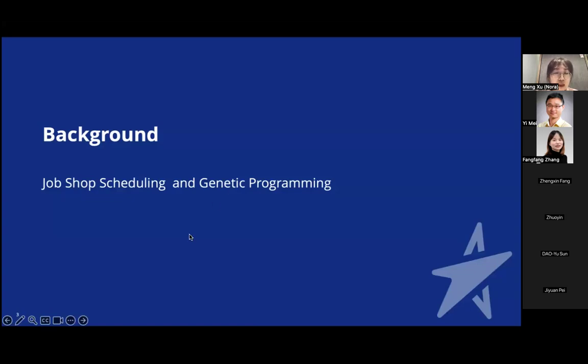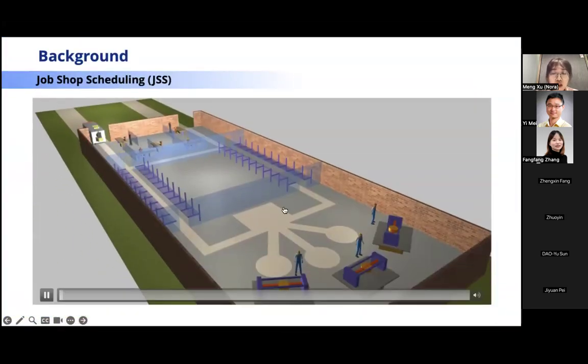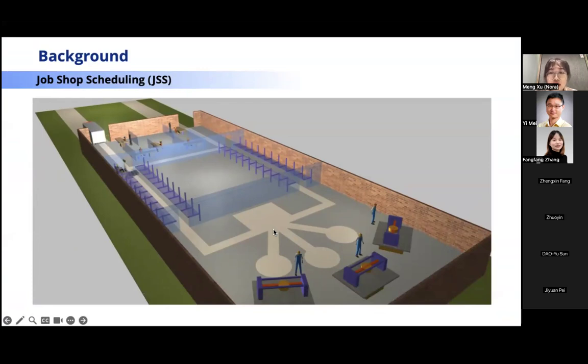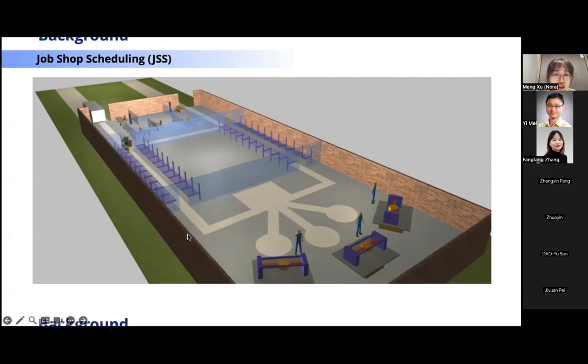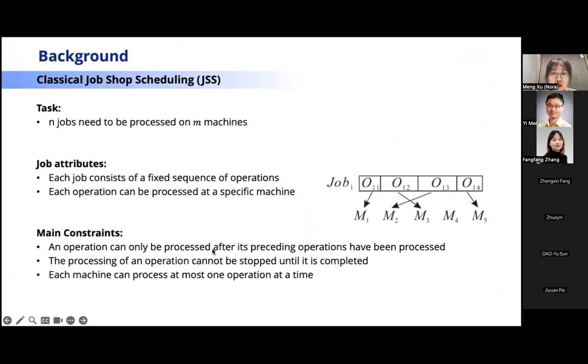So first is the background knowledge. Job shop scheduling is a classic combinatorial optimization problem where a set of jobs must be processed on a set of machines with the objective of optimizing resource allocation. And for job shop scheduling, each job consists of a fixed sequence of operations, and each operation can be processed at a specific machine.